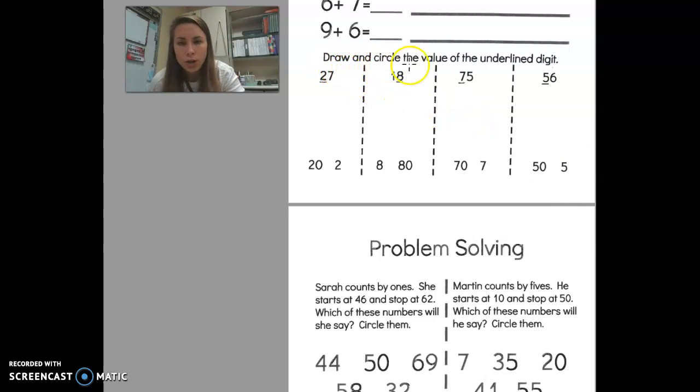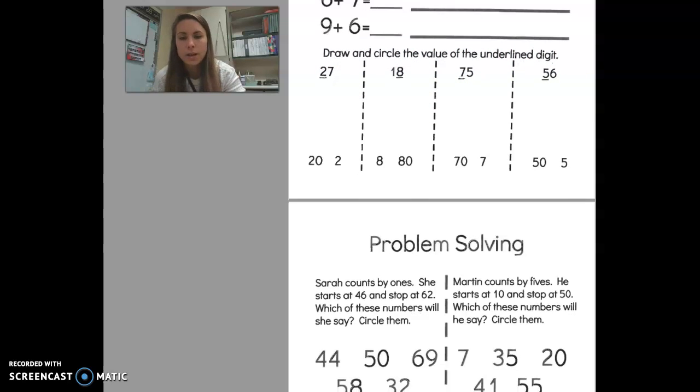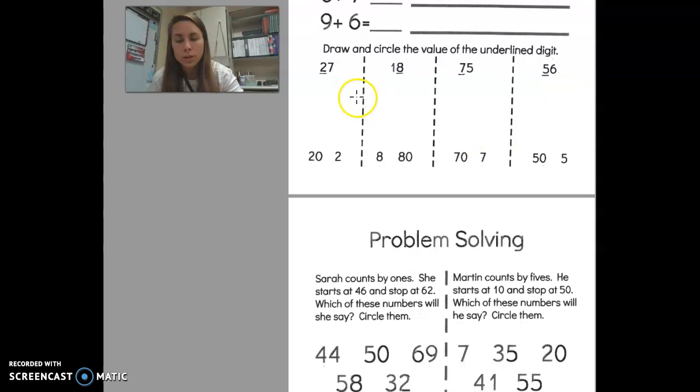Below this, it says draw and circle the value of the underlined digit. Okay, so what they want you to do is look at this 2 in 27. Is the value of that 2 20 or is it 2? So you will circle the one you think is correct. What's the value of that digit? 20 or 2? Then you draw the value. So if you think the value is 20, you'll draw 2 tens rods.